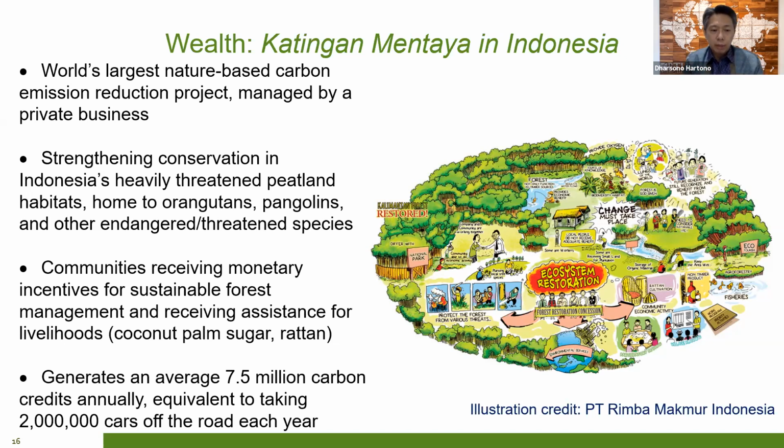By doing that, we are generating an average of 7.5 million carbon credits annually, which again makes us the largest project, not by size, but by how much carbon we can save. This is equivalent to taking 2 million cars off the road each year, which is significant. As you know, deforestation and land degradation is one of the few sectors that contribute to emissions for the world. In order for us to achieve the less than 1.5 degrees Celsius path that we want, this sector has to contribute a lot.